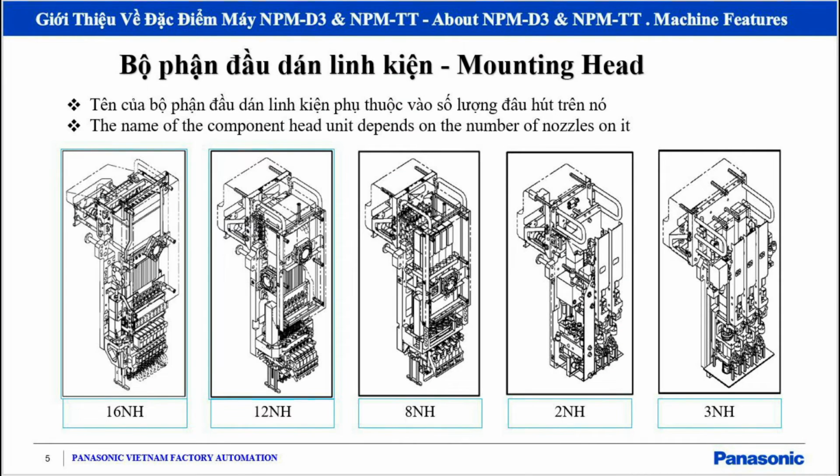We will analyze each part of the machine in detail. 1. Mounting head. The image below corresponds to each type of head on the existing Panasonic mounter. Currently there are 5 types of head: 16 head, 12 head, 8 head, 2 head, 3 head. Each head type can be assigned a nozzle number corresponding to the head name.